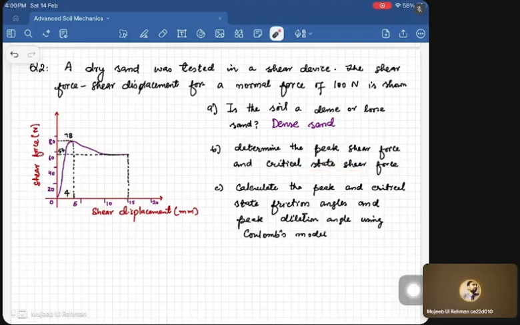Critical state generally occurs at a large strain, greater than 10, and in this critical state there is no change in the shear force. The variation of the shear force will be constant. Correct? So we can see that it has achieved this critical shear stress in this portion, where the critical state shear force is equivalent to 57.